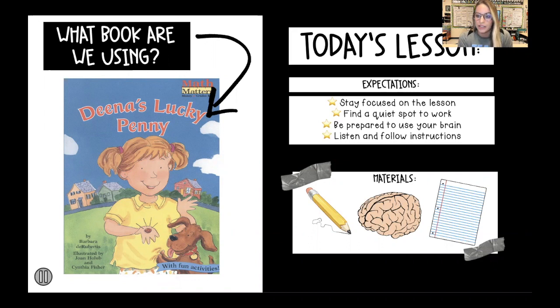The only materials you need today are pencil and paper. So go ahead and pause the video here and go get those materials. The book we are reading today is called Dina's Lucky Penny, and this one's going to be more of a read aloud, and then we'll answer questions after we read it.